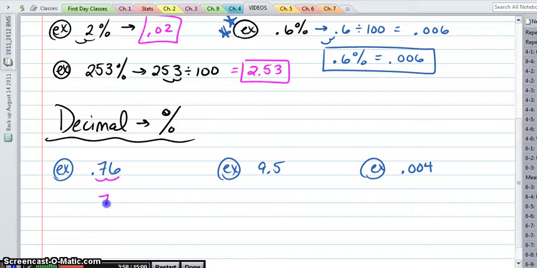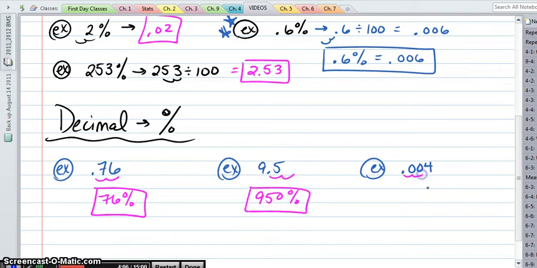When you multiply by 100, that will give you 76%. Here you get 950%. And here you get 0.4%. Please make sure you have the percent signs when needed. Again, it's really important to recognize what kind of number you have.